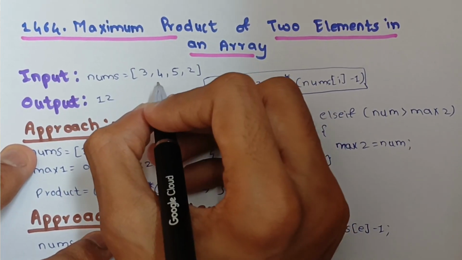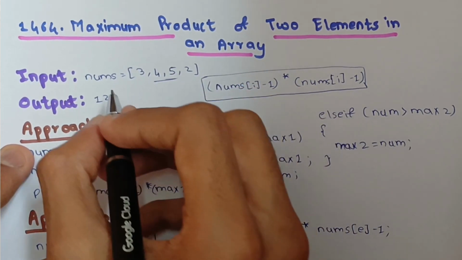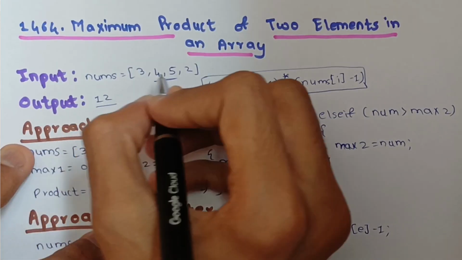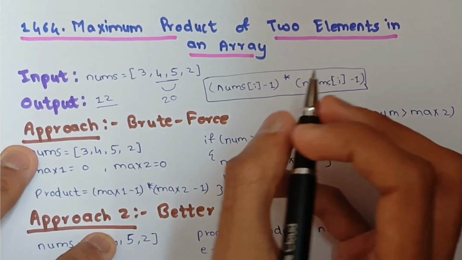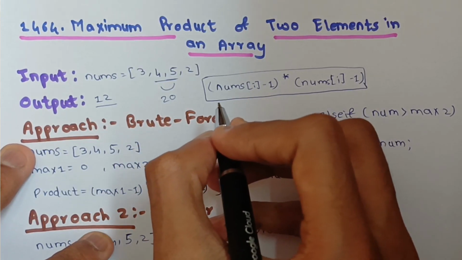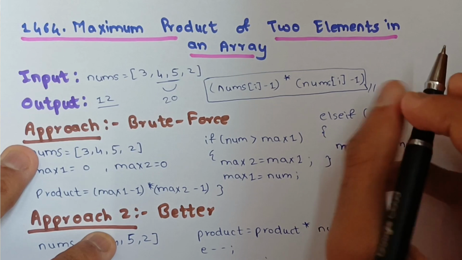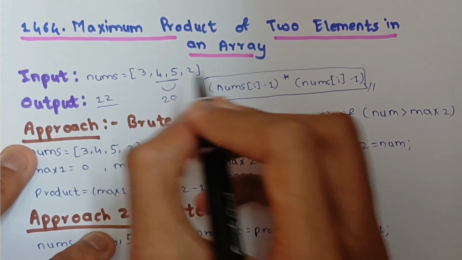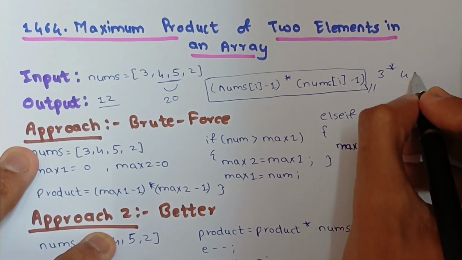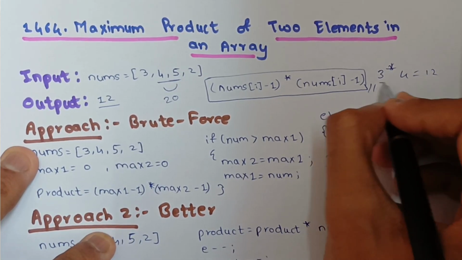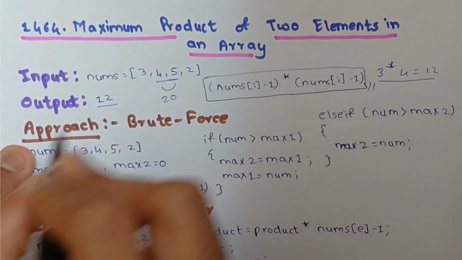Here 4 and 5 are the largest numbers in this array, and the product would be 20. But we do not have to return 20. Here they have given one formula that we have to use to find the maximum product of two elements in an array. So 4 and 5 are the largest elements. 4 minus 1 is 3 and 5 minus 1 is 4, so 4 into 3 is 12. So we have to find it like this: that number minus 1 into that number minus 1. So this is the problem statement.